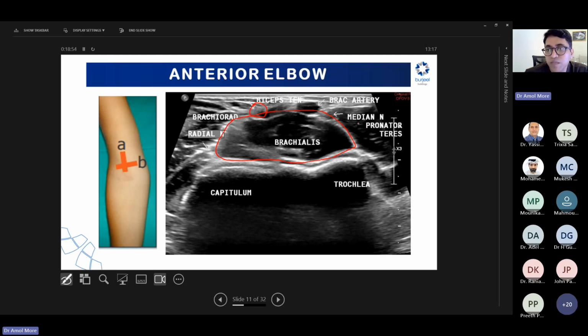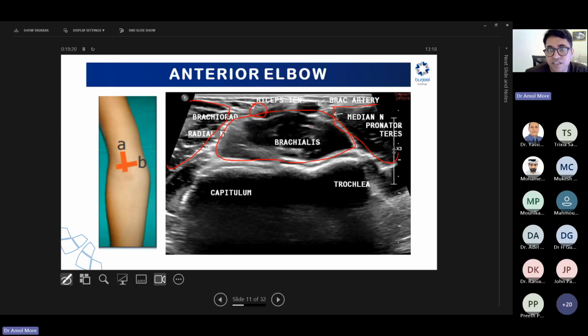Then along the medial aspect, we will be seeing one more muscle structure, which is nothing but your pronator teres. This is your pronator teres. On the lateral aspect, you will see one more muscle structure, which is nothing but your brachioradialis. Once you define these muscles and the central part of the brachialis and distal biceps tendon, then we will assess the other structures.